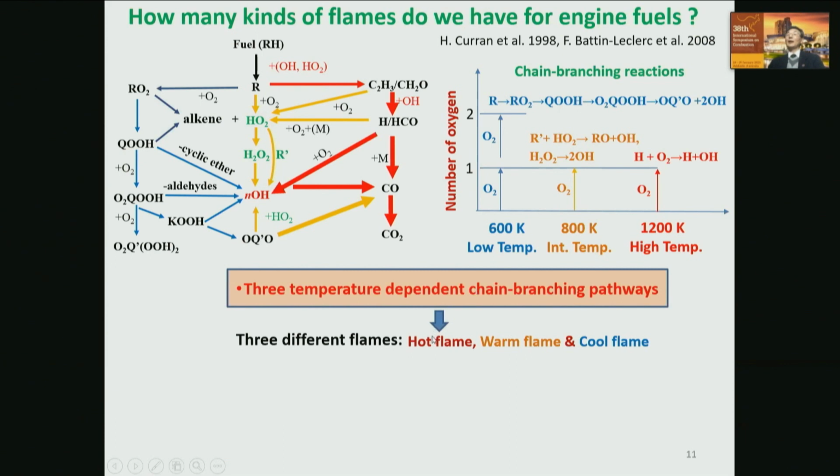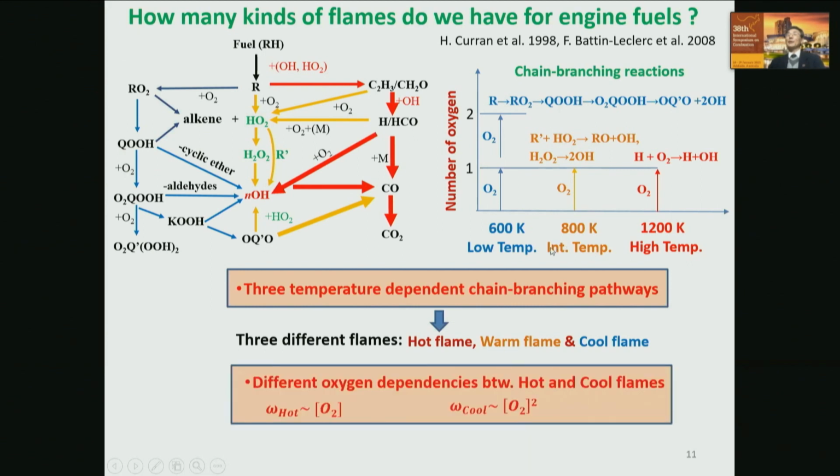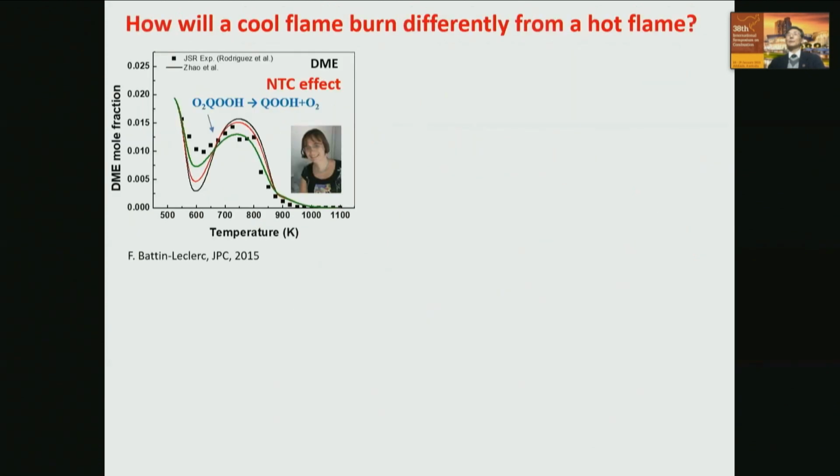One is hot, the other one is warm, the other one is cool, corresponding differently to the three temperature-dependent chain branching reactions. If you pay attention to this, you will see that at high temperature, the chain branching reaction is only proportional to the oxygen concentration. However, for cool flame, because of the multi-oxygen process, it is proportional to the square of the oxygen concentration, making it different from high temperature flames. And we ask the question, how would a low temperature flame burn differently from hot flames?